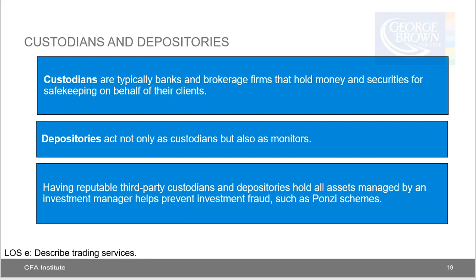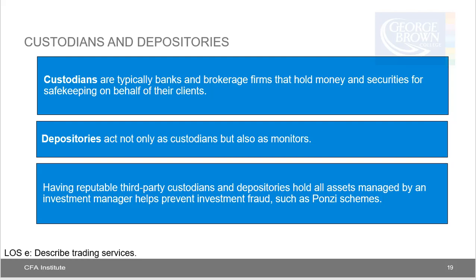Having reputable third-party custodians and depositories holding assets managed by an investment manager helps prevent investment fraud, such as Ponzi schemes. Now, that was the big issue with regards to Bernie Madoff. When he was providing statements to his clients, they were statements made by his firm, okay? And it showed investments going up. Clients would receive those statements. They thought, hey, this looks great.